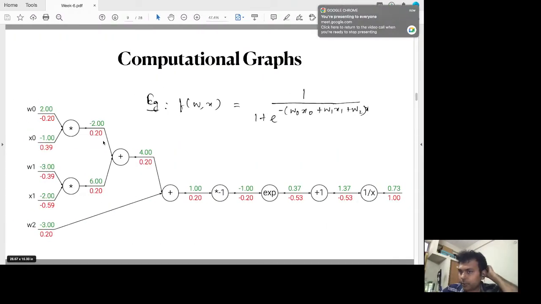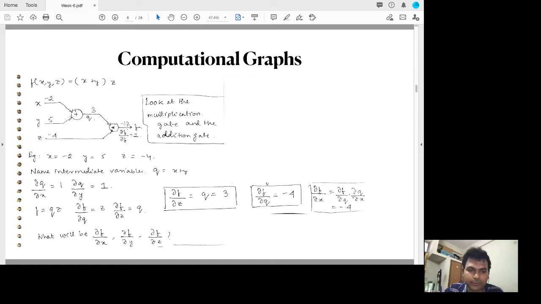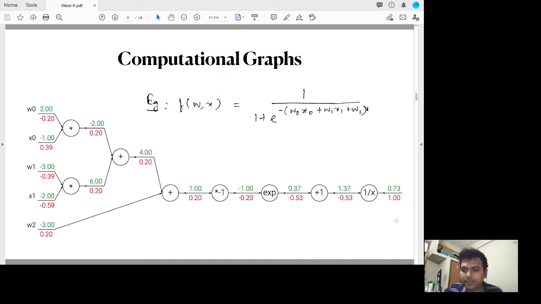Okay, so now you have this 0.73, the value that you have computed, and the derivative with respect to that is 1 because dou f by dou f is always equal to 1. It was the same in the previous slide. So that's trivial. Now you can go from this 1 and you have to come up till w0 x0. You have got this 1, now you need to get to minus 0.53.